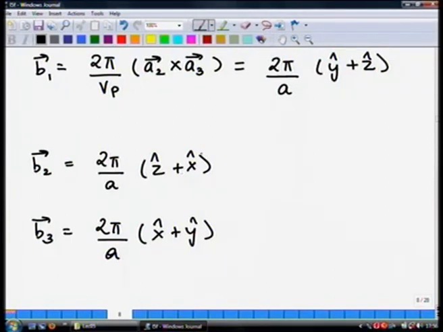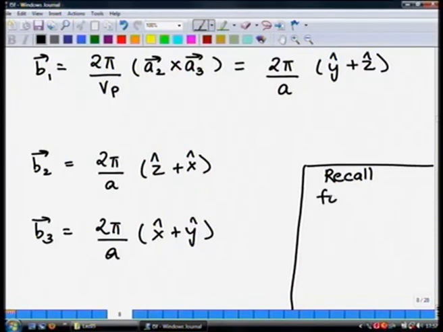B3 as this vector. Does this look familiar to you? Does it not look like FCC? So, let us do the recall here. Let us make a block here. Recall for FCC, not BCC.